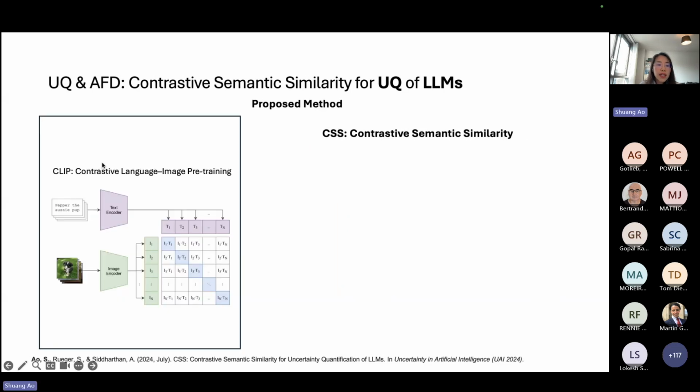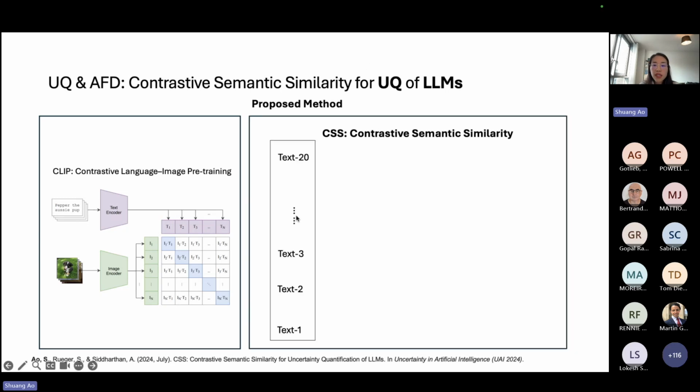And then our method is actually based on CLIP. CLIP compares the similarity of the relationship between the text and an image. But in our case, because we have multiple generations, we want to compare these text generations pair by pair. Then how do we utilize this?